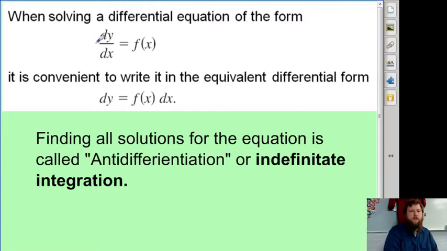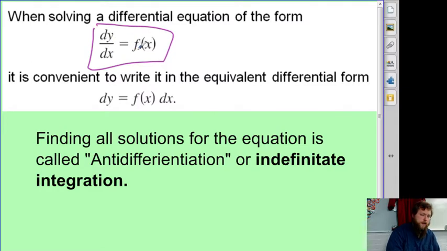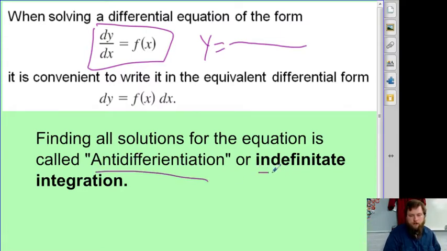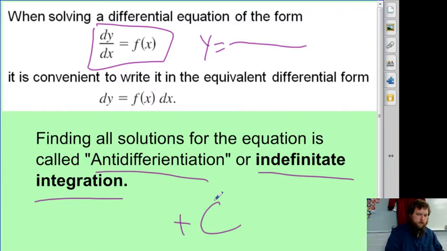Now, I want to solve a differential equation in this form, dy over dx equals f of x. So the derivative of y equals some function. Again, I want to find y equals whatever. So what I can do is rewrite that, multiplying by dx on both sides, so you get dy equals f of x dx. And then we can integrate both sides. Finding all solutions is called antidifferentiation, or, which I'll use more, indefinite integration. Indefinite is when you have to do a plus C. Definite, the different one we'll do later, you actually get a number. This will give you an equation with a plus C.